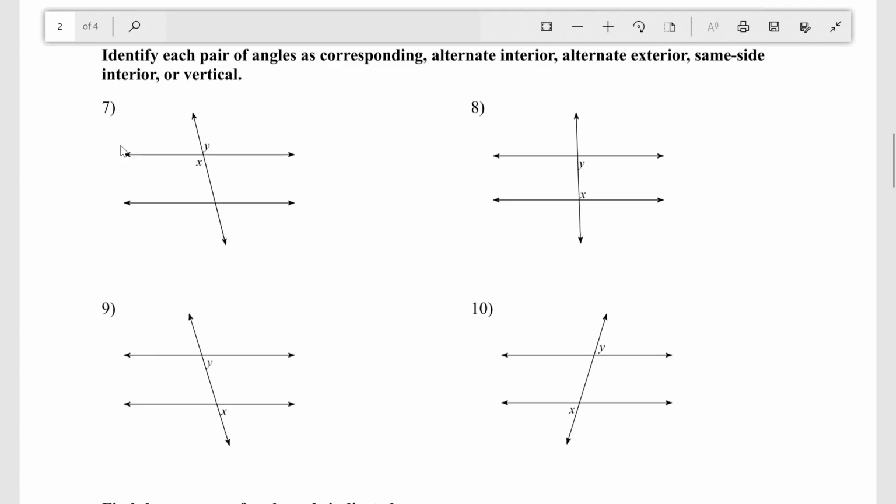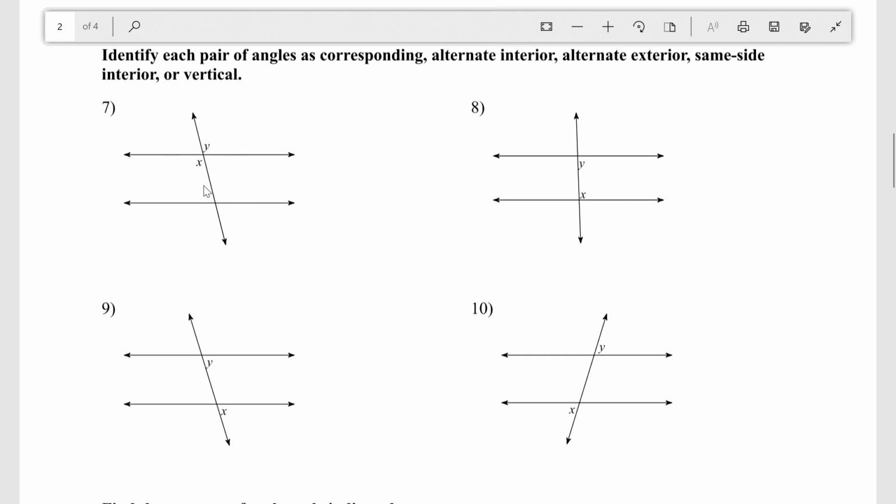Moving down here, it says identify each pair of angles as corresponding, alternating interior, alternating exterior, same side interior, or vertical. Please make sure that you refer back to your theorems and postulates cheat sheet to take note of all of these different positions. Okay, but here we go. Let's go ahead and just point out very quickly what all of these are.